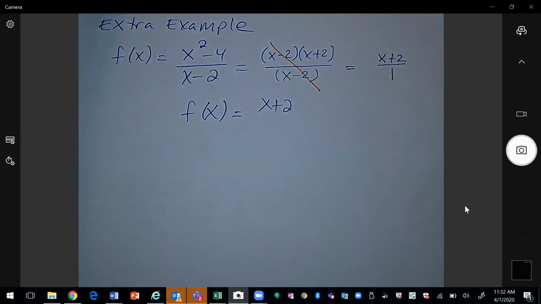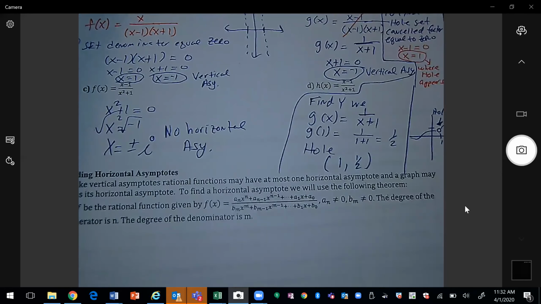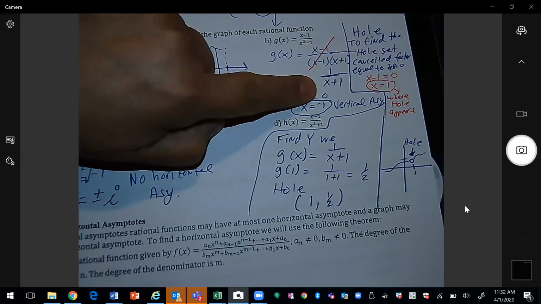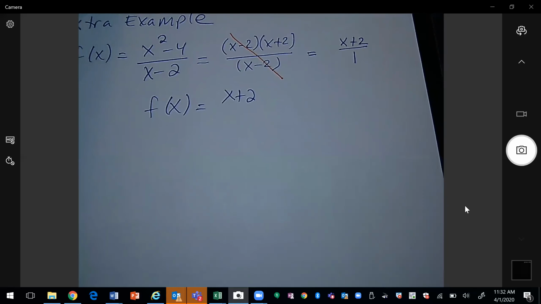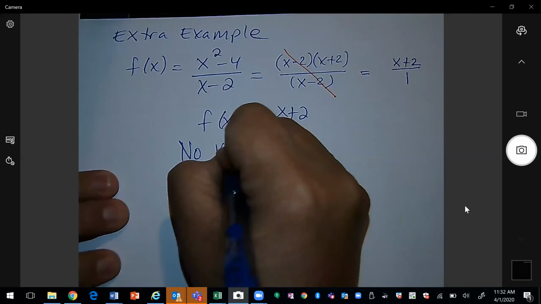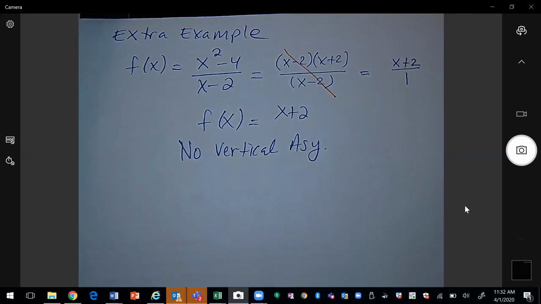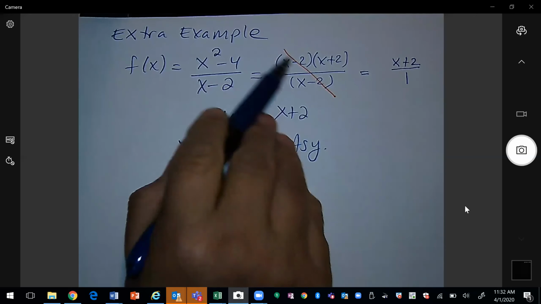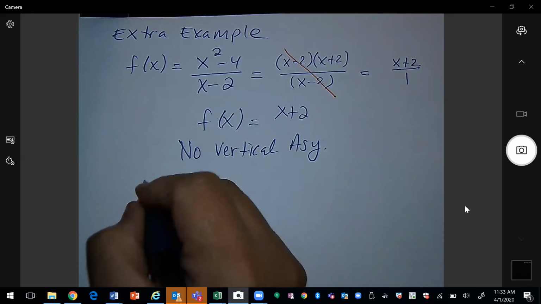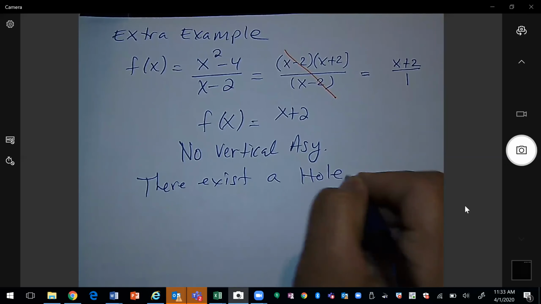So after we cancel, the next step was set your denominator equal to 0, but there's no more denominator here. Notice how the denominator is not there anymore. Like in these examples, after we canceled, we were still left with a denominator. But on this one, there's no denominator. So what that means is that there's no vertical asymptote because we have no denominator left, okay? However, since you were able to cancel this term here, then there exists a hole in the graph.